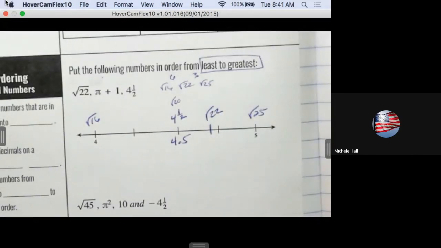And then we have pi plus 1. I put that really close to these. Okay. How did you know that it was close to 4? Because it's 3.14 plus 1, so that would be 4.14. Very good. So about 4.14.